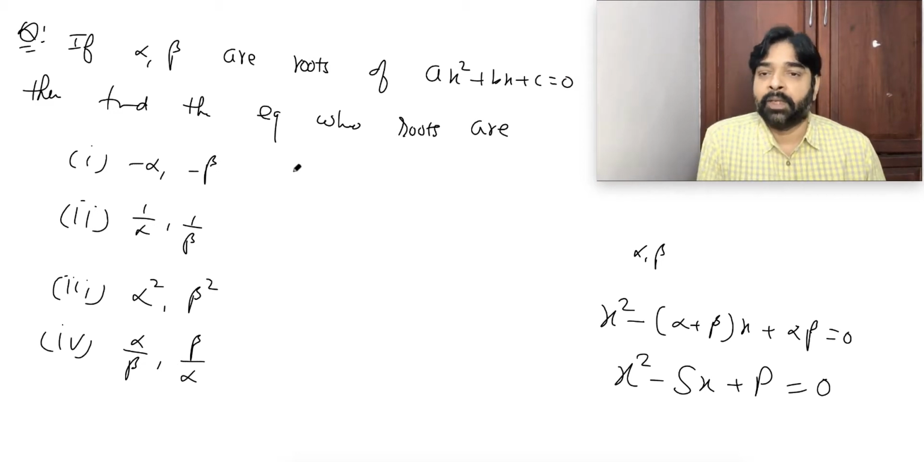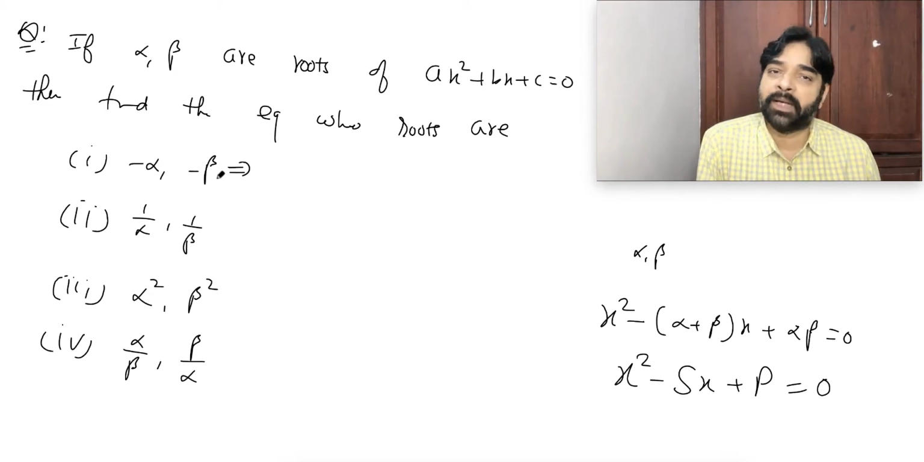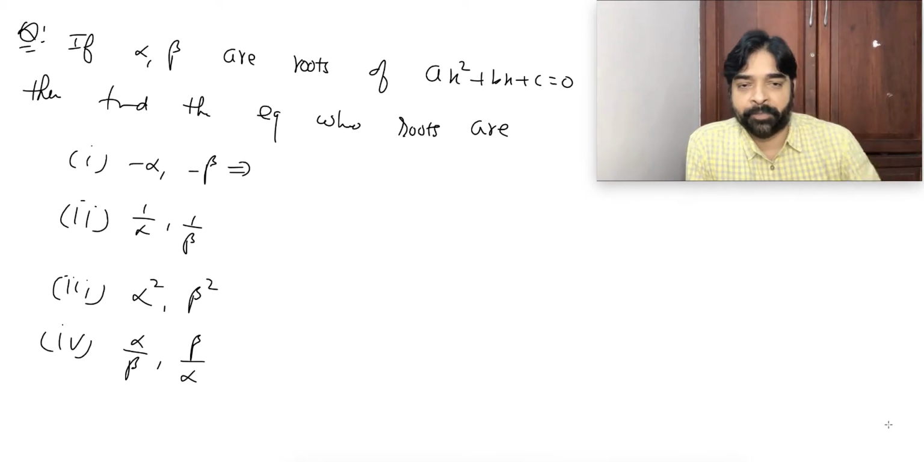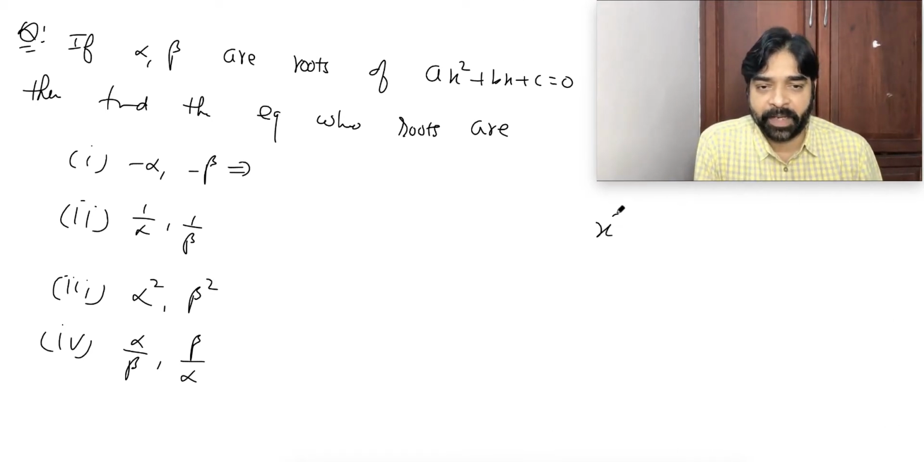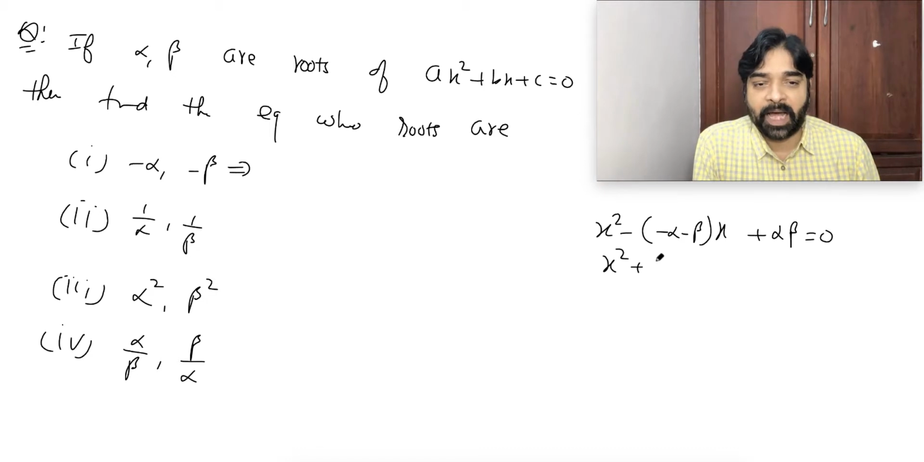Check it here. The first one is very simple. This will be roots. I'm replacing by the minus sign. So anyway, we have to find out the equation whose roots are minus alpha, minus beta. So that equation will be given by x square minus (sum of roots, minus alpha minus beta) into x plus product of the roots, minus alpha into minus beta, that will become alpha beta, equal to 0. So x square plus (alpha plus beta) x, because minus will come out, plus alpha beta equal to 0.